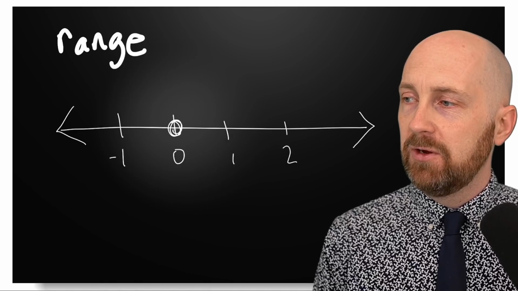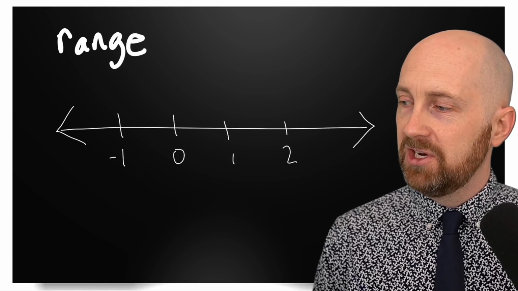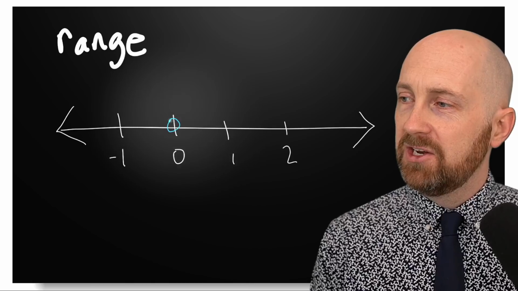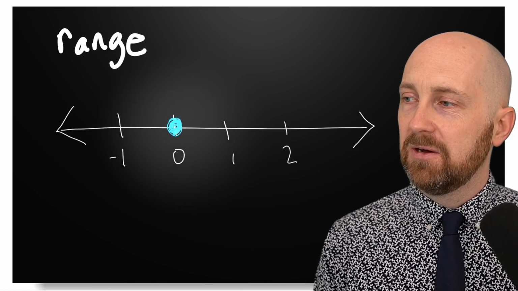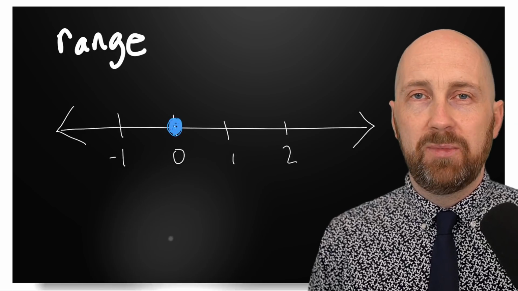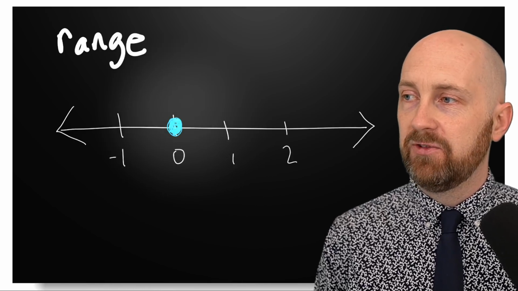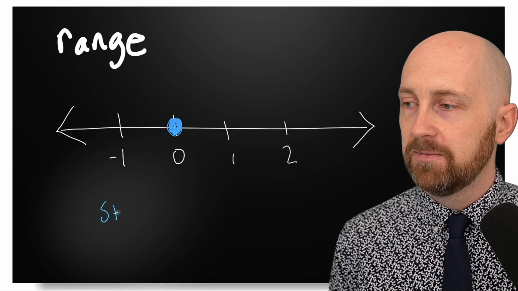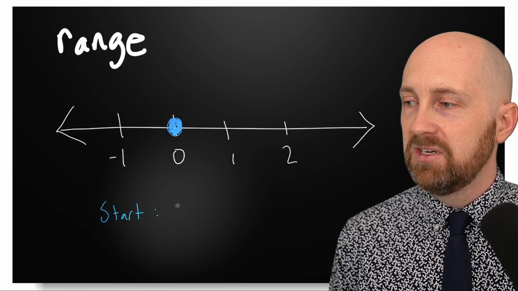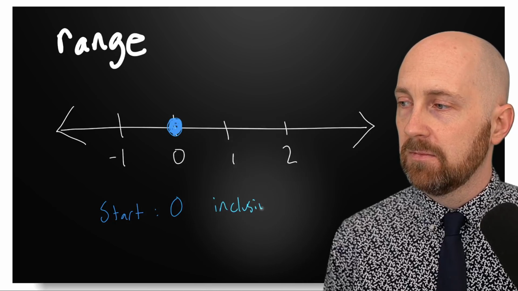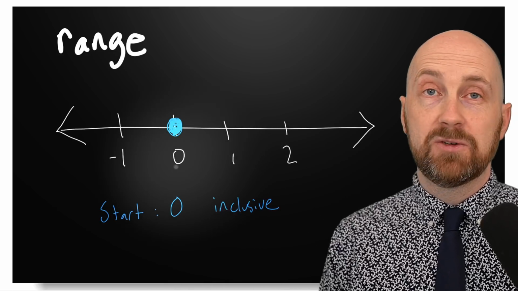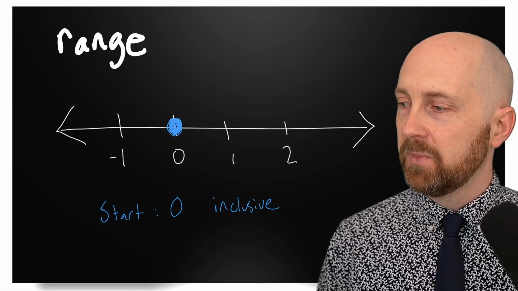So I'm going to use a convention, and let me actually even change the color here. A convention that says if we color in a dot on a number line, we're going to be inclusive of that value. So our range is going to start from 0 inclusive, meaning 0 is going to be one of the values in this range.